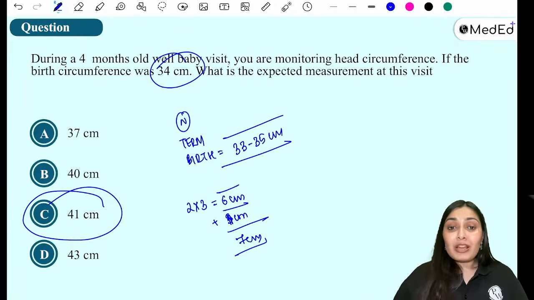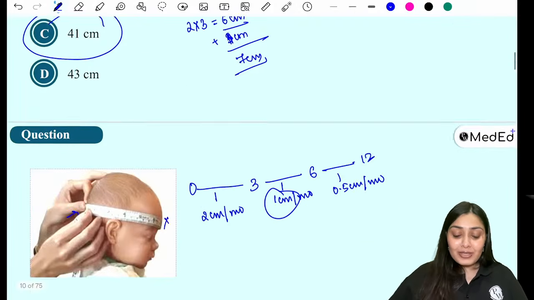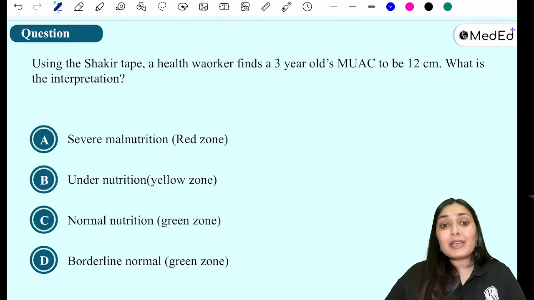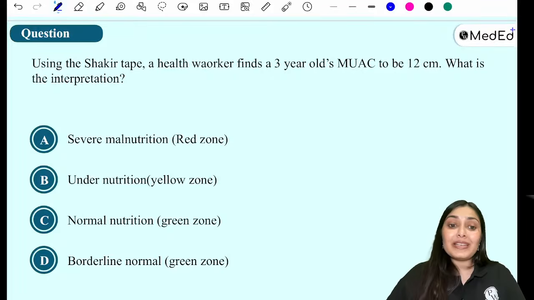Okay, so we are done with this question, rate of increase in head circumference. Let's move to the next question. Using a Shakir tape, a healthcare worker finds out that a 3-year-old's MUAC is 12 centimeter. What is the interpretation over here? Severe malnutrition, red zone; undernutrition, yellow zone; normal nutrition, green zone; or borderline normal, green zone.